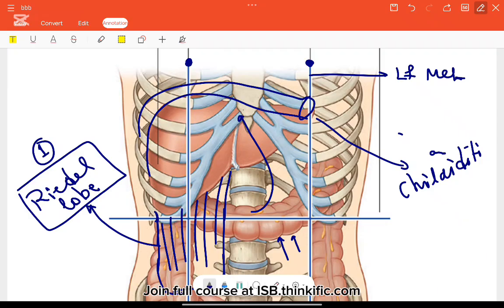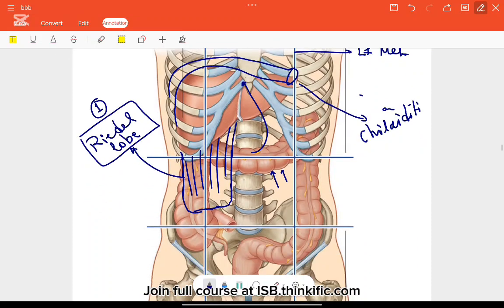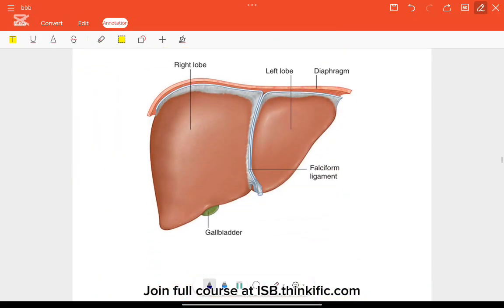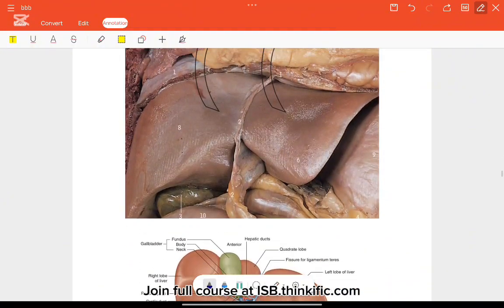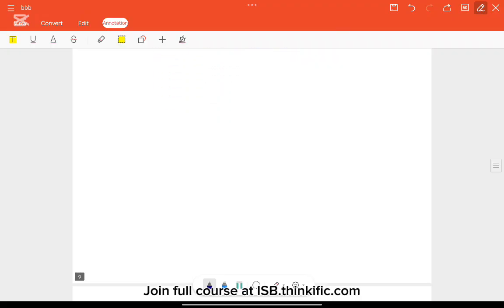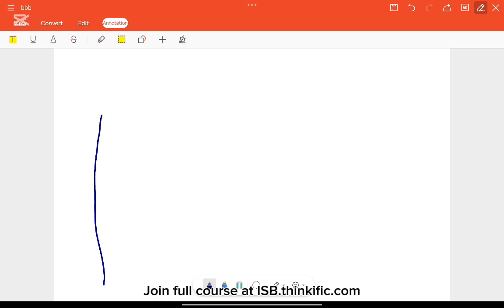Now I want to talk about the surfaces of the liver. The liver basically has two surfaces. Okay, it has two surfaces. I can draw a diagram here for you guys. And in this diagram, I will be showing a sagittal section. Okay, so that will be the thoracic rib cage.